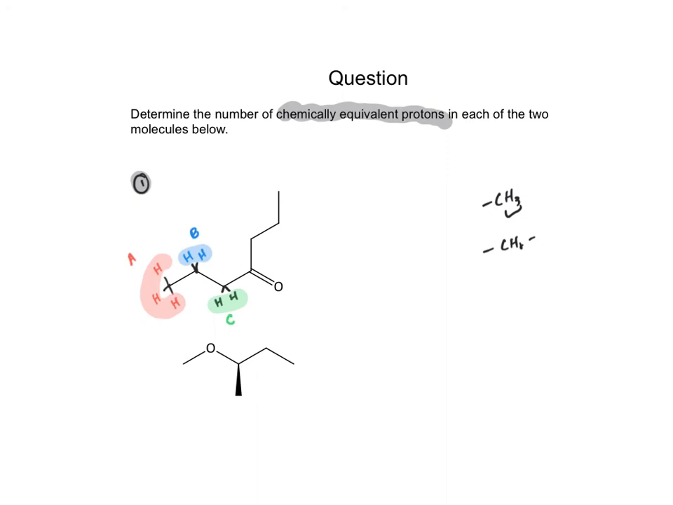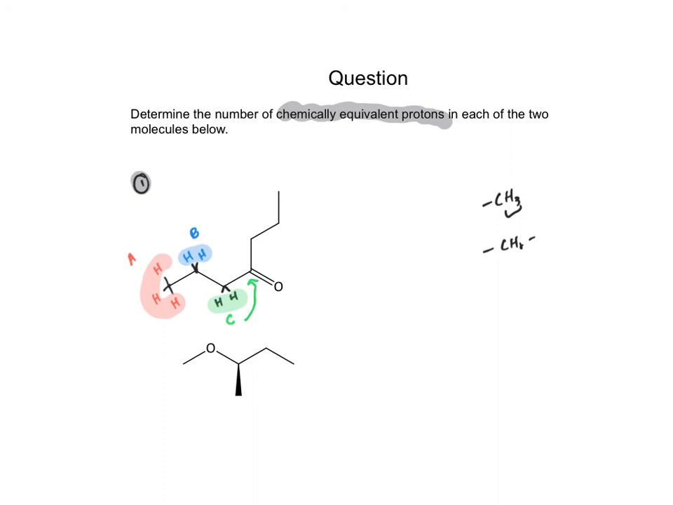And again, B and C are not equivalent with each other because C is directly attached to a carbon that's attached to an oxygen, whereas B is attached to a carbon that's attached to a carbon that's attached to an oxygen, right? So we're looking for the exact same electronic or chemical environment, and B and C are distinct with respect to one another, right? So they're going to give rise to their own signal.